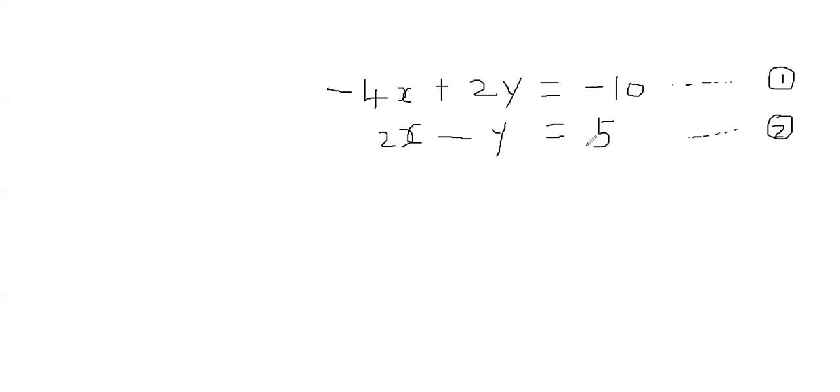So just work out this simultaneous equation for me and mention your answers in the group. Okay, sir. So equation 1: negative 4x plus 2y equal negative 10. Equation 2 is 2x minus y equal to 5. Elimination method.